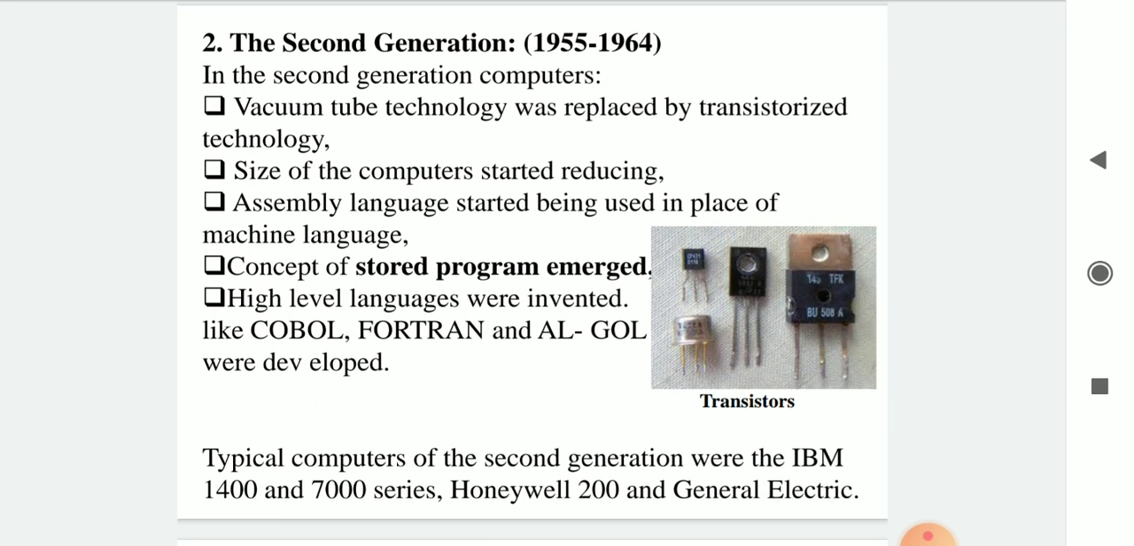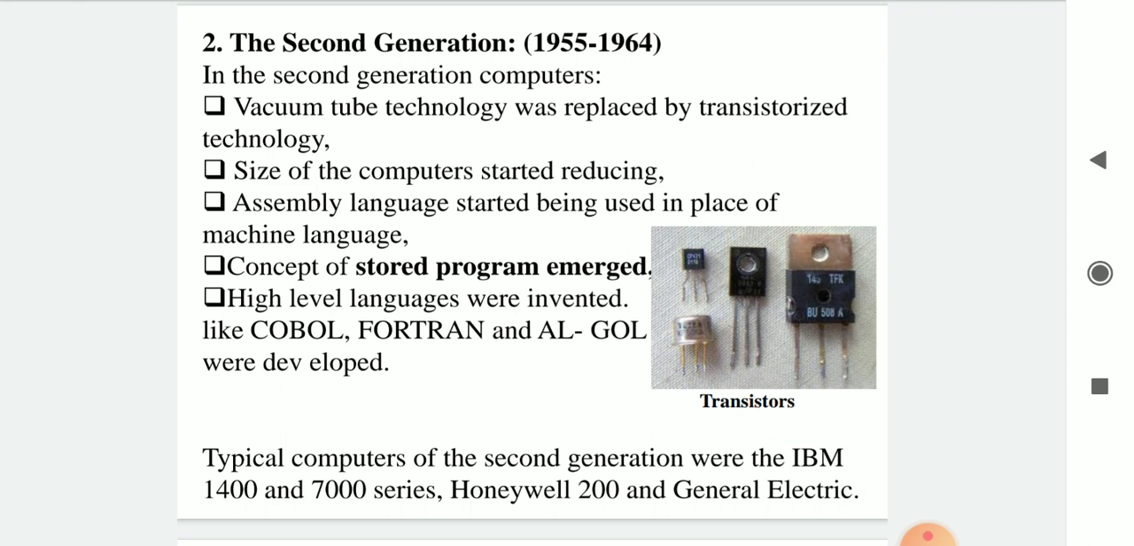After that, from 1955 to 1964, we consider the second generation of computers, because the technology, storage and processing had changed. In this generation, vacuum tube technology was replaced by transistor technology. The size of the computer started reducing. That means the size of the processor was reduced.